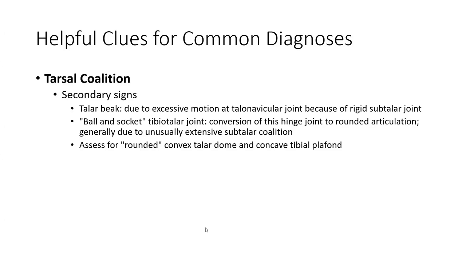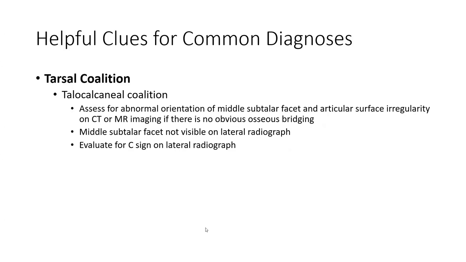Assess for a rounded, convex talar dome and concave tibial platform. Talocalcaneal coalition: assess for abnormal orientation of the middle subtalar facet and articular surface irregularity on CT or MRI if there is no obvious osseous bridging. The middle subtalar facet is not visible on the lateral radiograph. Evaluate for the C sign on the lateral radiograph.